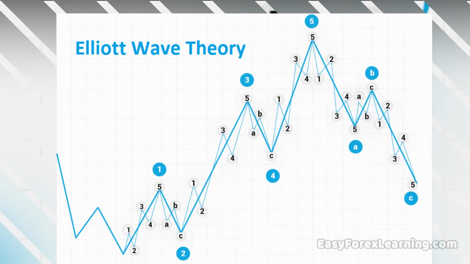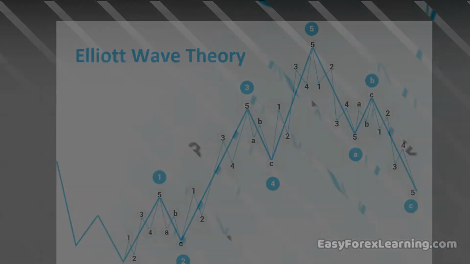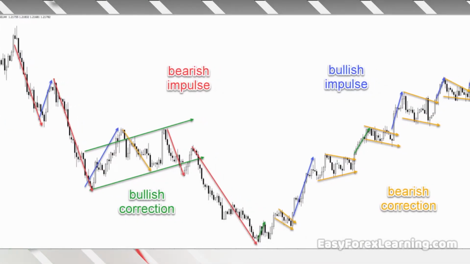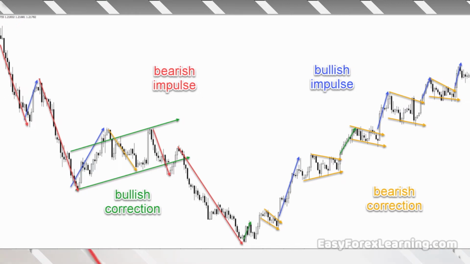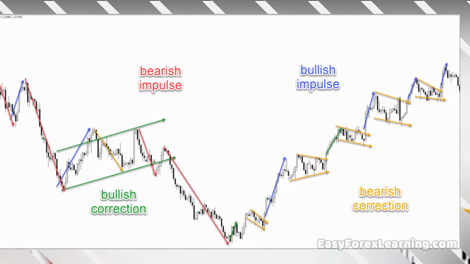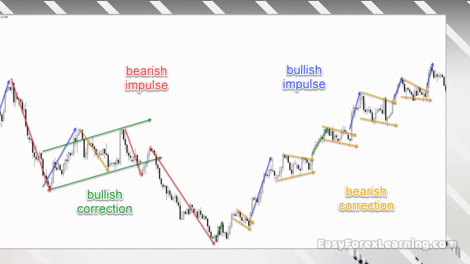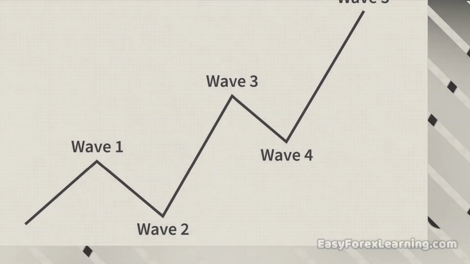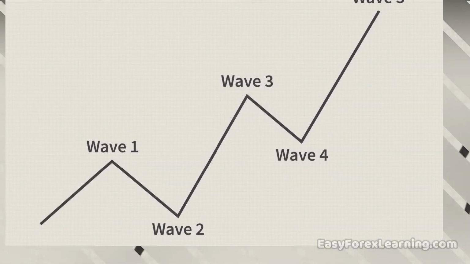In order to find a good entry point, you head back to the school of Popsology to find out which of the 3 cardinal rules and guidelines you could apply. Here's what you found out. Rule number 2. Wave 2 can never go beyond the start of wave 1. Waves 2 and 4 frequently bounce off Fibonacci retracement levels.